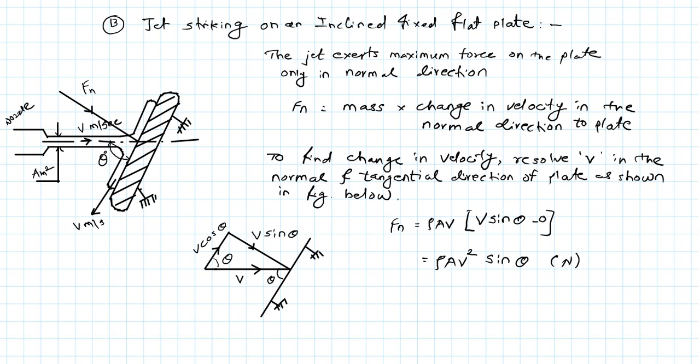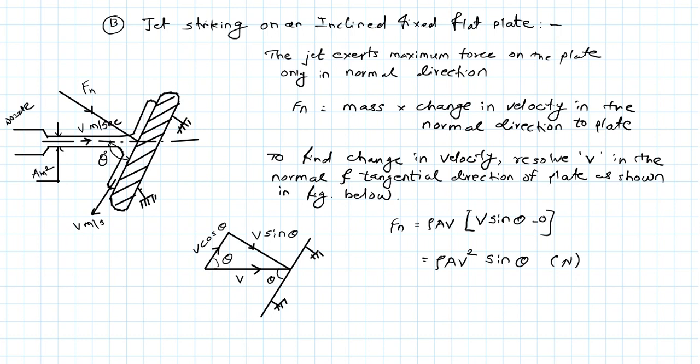So Fn, the normal force, is equal to mass into change in velocity in the normal direction to the plate. Now the direction is normal to the plate. Before finding Fn, the main point is that the velocity v is coming from the nozzle. That's why we resolve the velocity v into two components, normal and tangential. These are the velocity components of v.